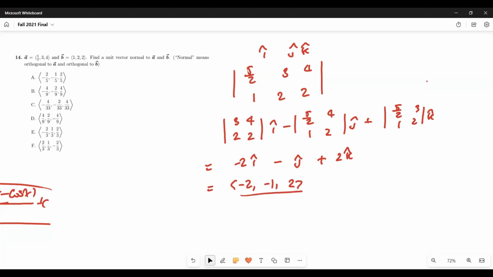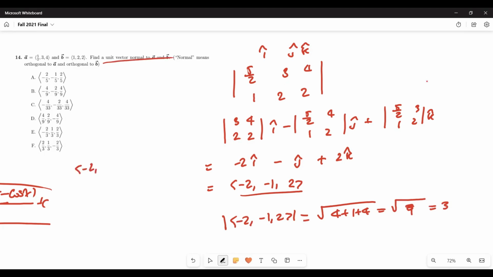So that's the coordinate. And then we are finding the unit vector normal to A and B. So the unit vector is finding the length of that. So the length of negative 2, negative 1, 2 is the square root of 4 plus 1 plus 4. So this is the square root of 9, which is the same as 3. So the unit vector normal to that is negative 2, negative 1, and 2 over 3, which is the same as negative 2 over 3, negative 1 over 3, 2 over 3.